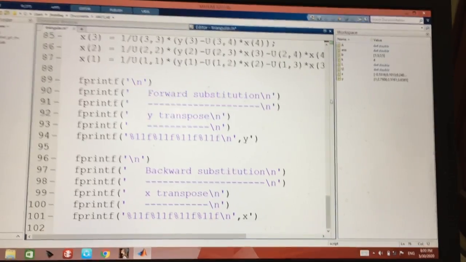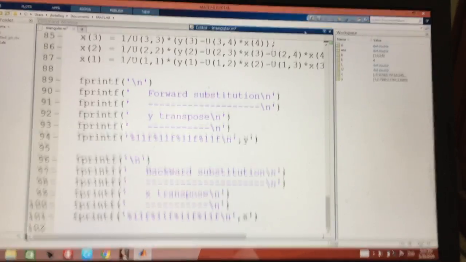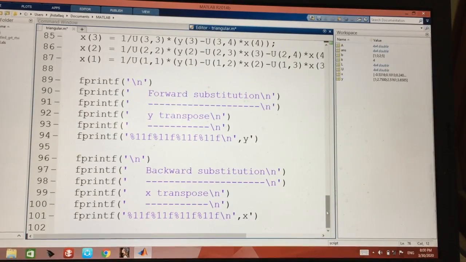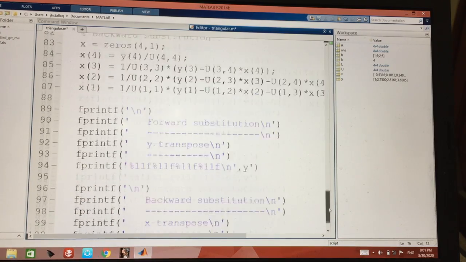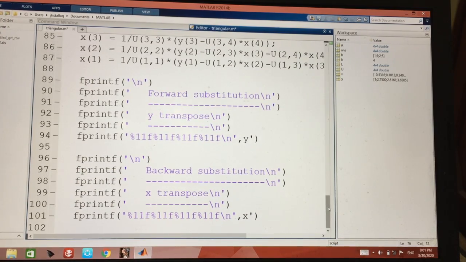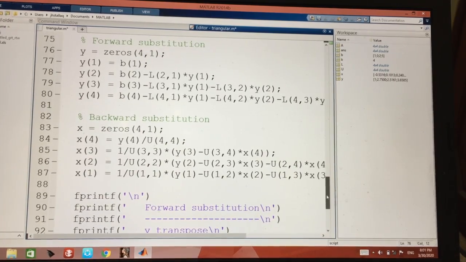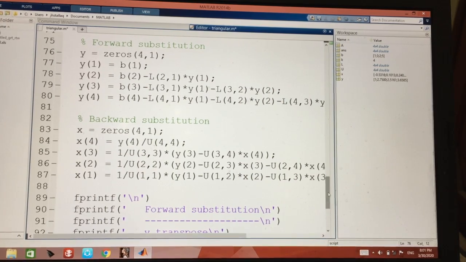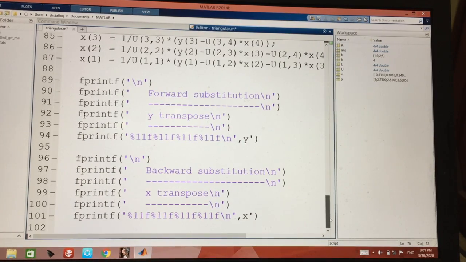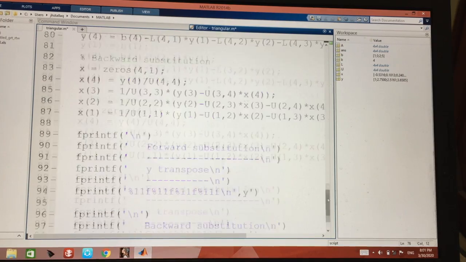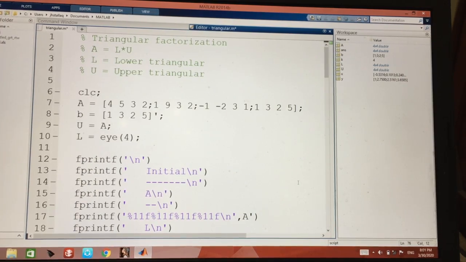Go through it, practice, and understand. You should master this triangular factorization, understand the program and how it works. Modify it for a larger matrix, say 5 by 5 instead of 4 by 4. And I'm sure you will digest everything there.